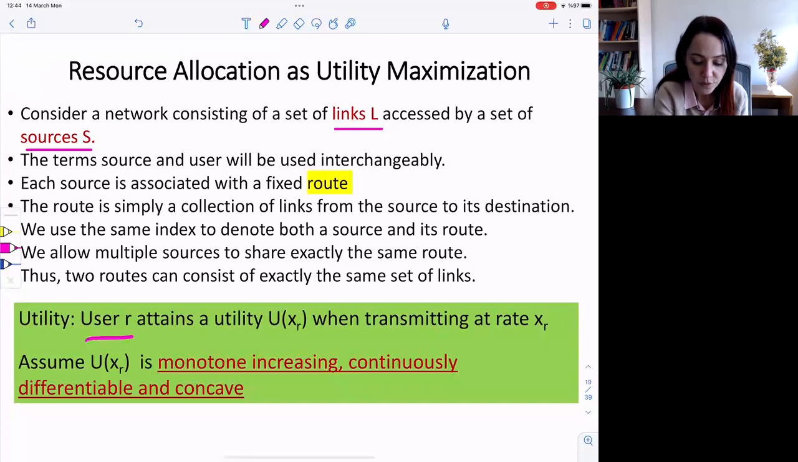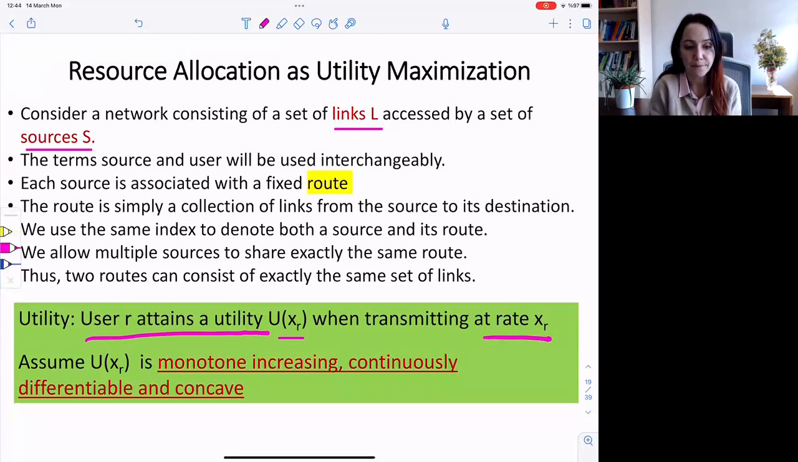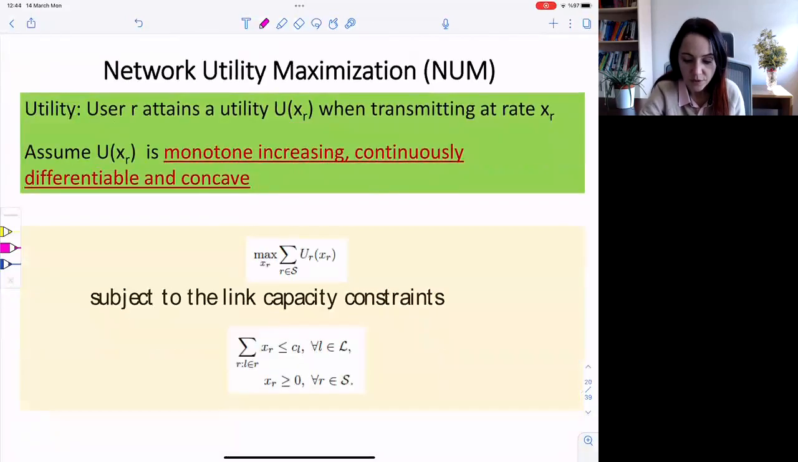Now, the user r attains a utility U of x_r when it transmits at rate x_r. Now we will consider the case that U is a monotone increasing, continuously differentiable, and concave function. Okay, so what is the logic behind this? In a lot of network settings, it is very intuitive that as the rate increases, the utility derived by the user will increase.